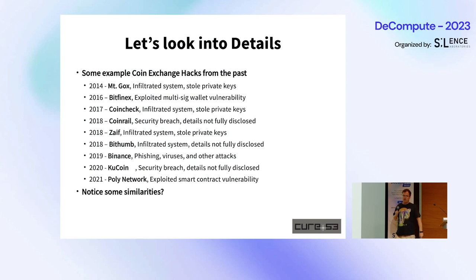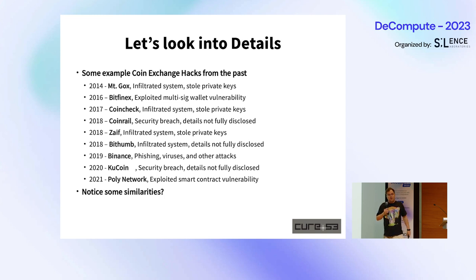Let's look into the details, and you probably know most of these instances. In 2014, oh my God, Mt. Gox. I don't have any words. If you don't know about this, please read up. It's a tragic story. I'm not going to go into the details. Then more and more compromises: Bitfinex, Coincheck, Coinrail, Zaif, Bithumb, Binance, KuCoin, and Poly Network.